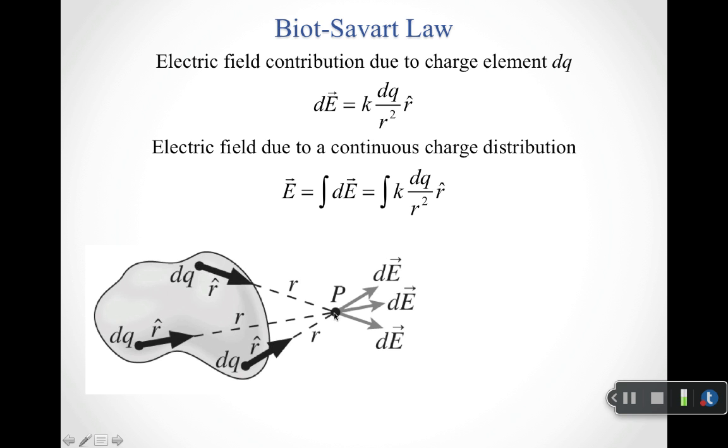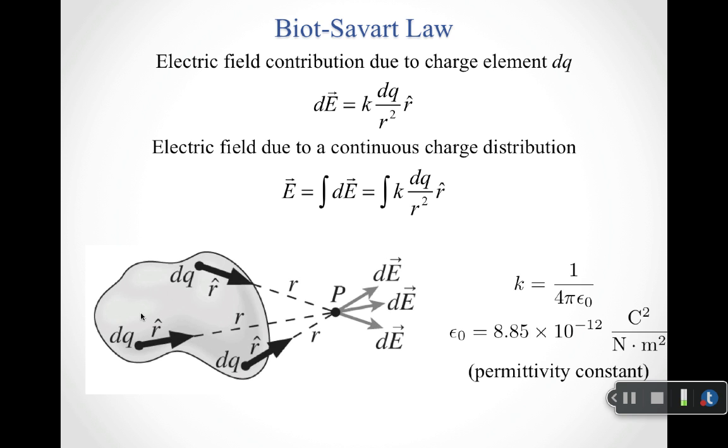You can see in the picture here we've got an element dq that's going to contribute a dE in this direction, but over here there's a different dq that's going to contribute a different dE. There's another dq that's going to contribute another dE. And all we're going to do is add up over our entire continuous distribution all our little contributions from the charge elements dq. Well, we're going to play a very similar game.